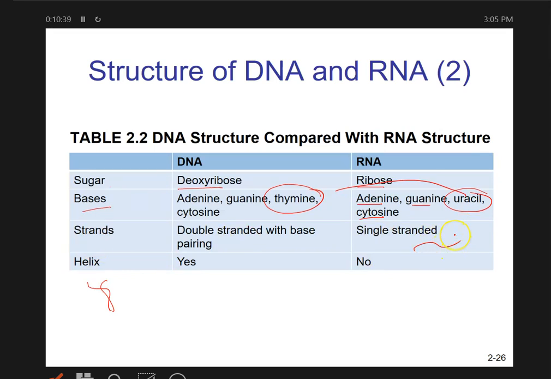Sometimes there are a few differences, a few times that the RNA becomes double-stranded, but you don't need to worry about that. And helix. What are we talking about, helix? Helix is this. They're coiled like this. And there's a helix for DNA. There's no helix for RNA.